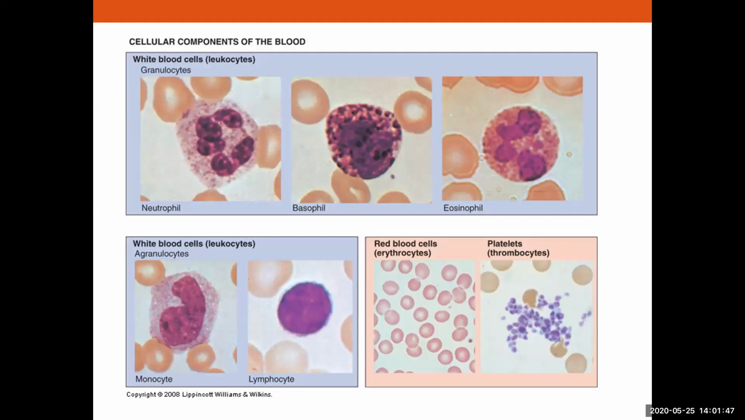Here, white blood cells, which we call leukocytes. Within those, we have granulocytes, which are neutrophils, basophils, eosinophils. Our neutrophils are like our soldier fighting cells against infection. We also have agranulocytes, monocytes, and lymphocytes. Lymphocytes are also very important for fighting bacteria. And then our erythrocytes are red blood cells and platelets.